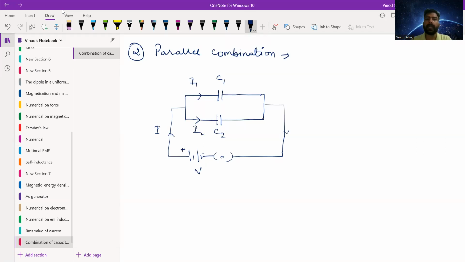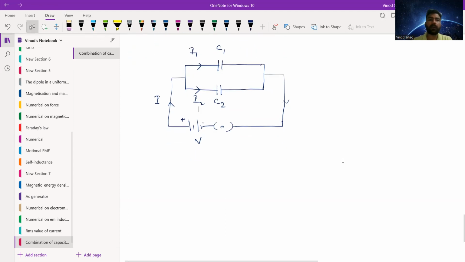As we know that the capacitors are connected in parallel, the voltage across capacitors C1 and C2 will be V only, because they are connected in parallel. So what will be distributed here? The current will be distributed along capacitors C1 and C2. For example, the current I1 is flowing through capacitor C1 and current I2 is flowing through capacitor C2. So we can say the charge is distributed.